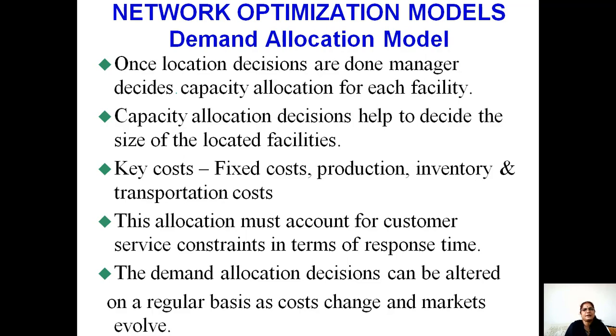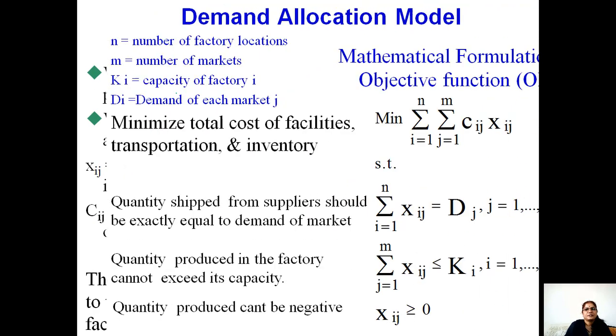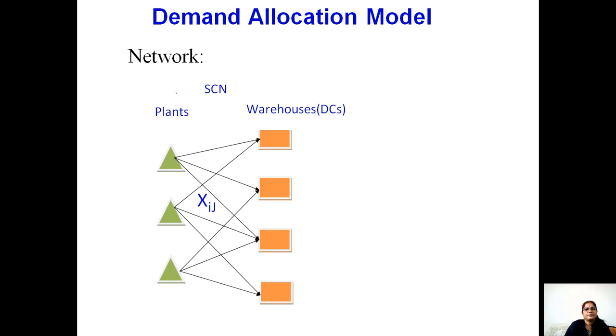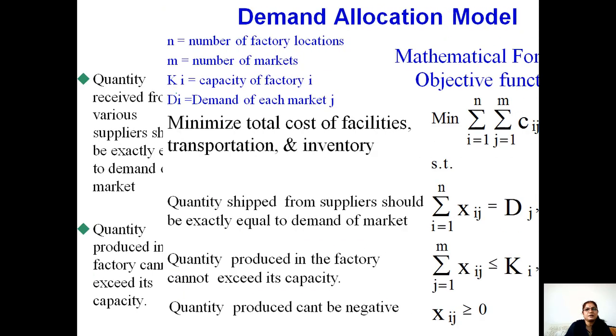For example, if a plant is located, say here a plant is located, decided already, Bangalore North. Then how much to be produced in this plant depends on what market it has to serve. In this case, it is serving these two warehouses. So what is the demand of this? What is the demand of this? Say for example 10 and 20. 20 plus 10, 30. 30 will be the production capacity of this plant. Like that, this allocation will be done in this demand allocation model.